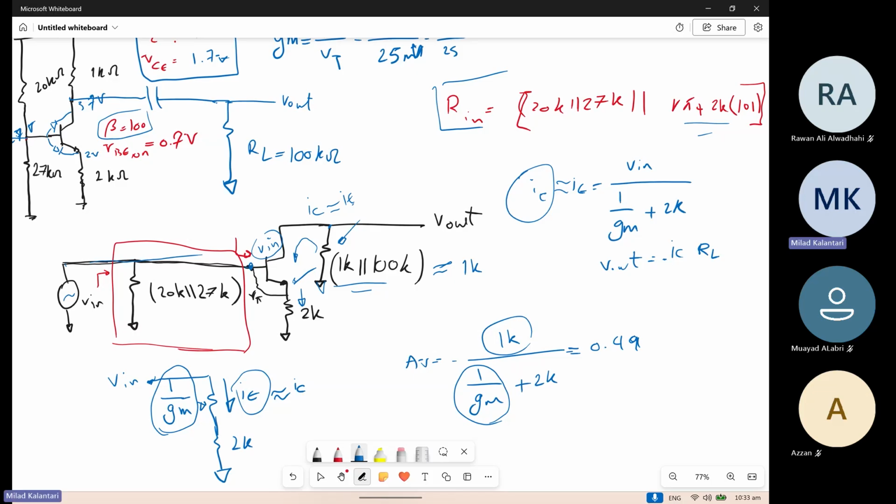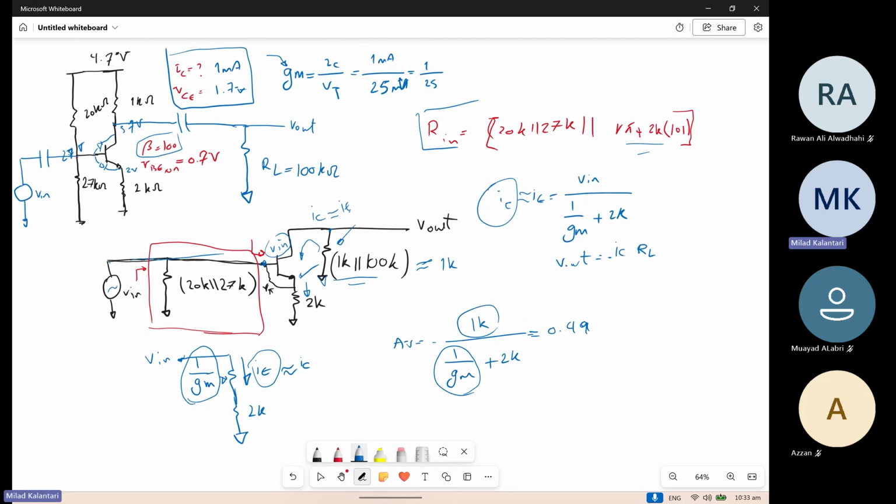So it should be close to 0.5, is correct. So how can we increase this gain? The gain is less than 1. How can we increase it? So what is the reason that this gain is low, basically?